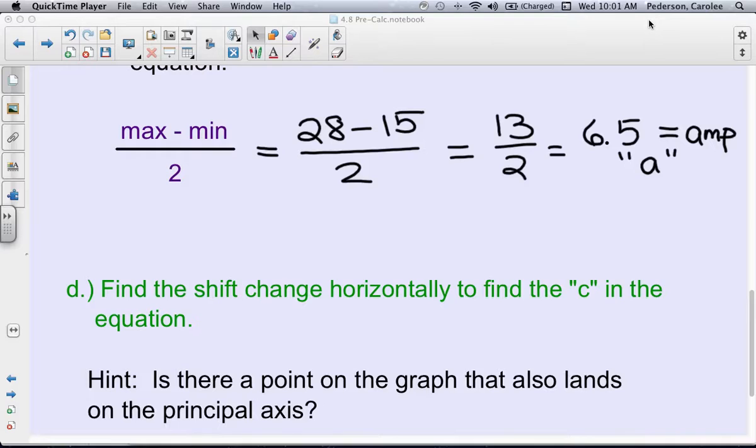So we're going to go back up to that graph in just a moment. To find the horizontal shift change is where does it fall on the graph, and then does it create that initial sine wave function where it starts on the principal axis, goes up all the way to the top of the amplitude, and then comes back down and around.